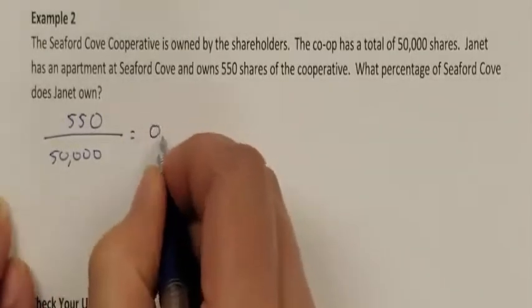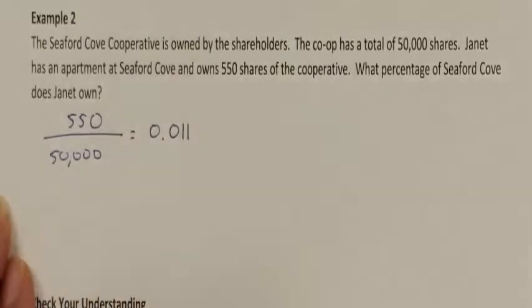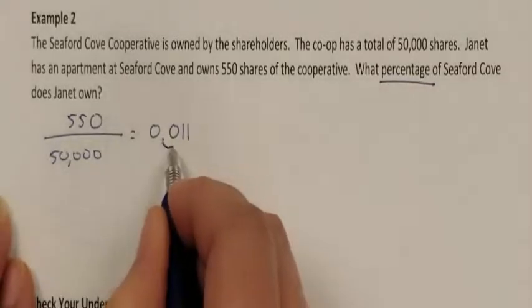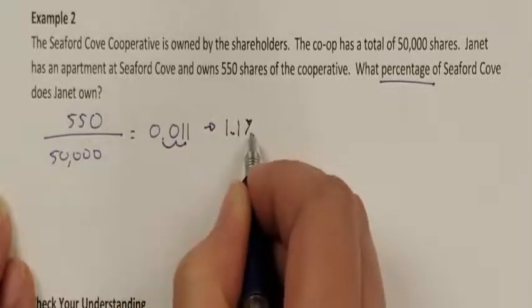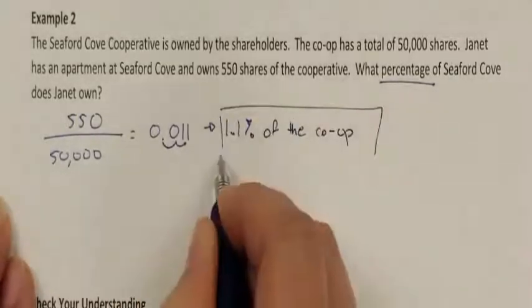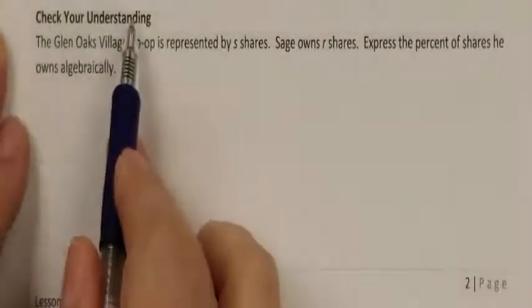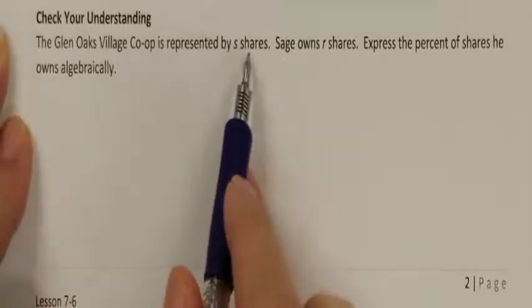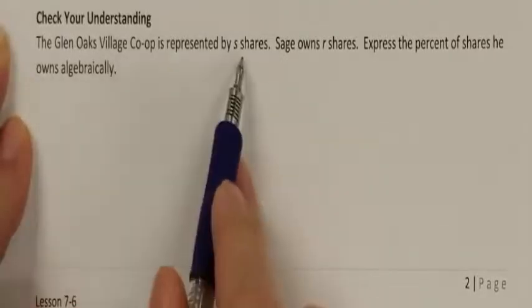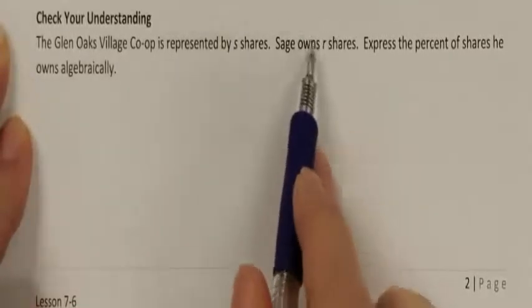Divide this, I end up getting the decimal 0.011. But it wants to know what percent she owns. So grabbing the decimal, moving 2 to the right, she ends up owning 1.1% of the co-op. Now let's go ahead and check your understanding. The Glen Oaks Village Co-op is represented by S shares. So there are S shares in this entire co-op. Sage owns R of them. Express the percent of shares that he owns algebraically.